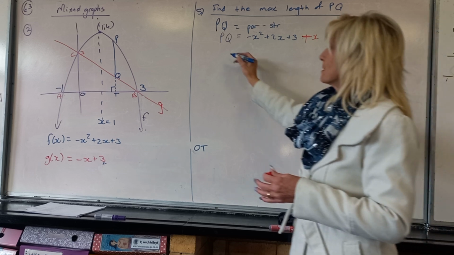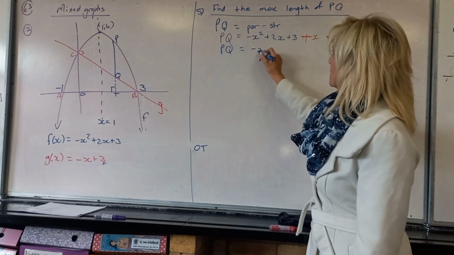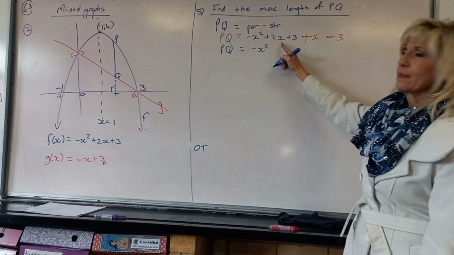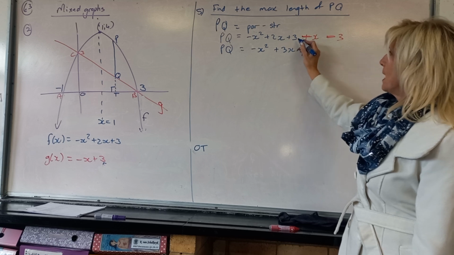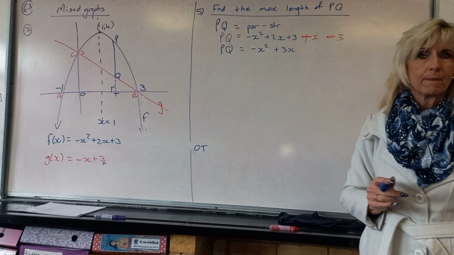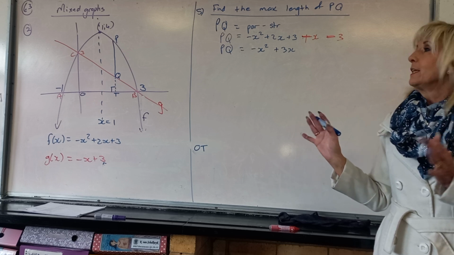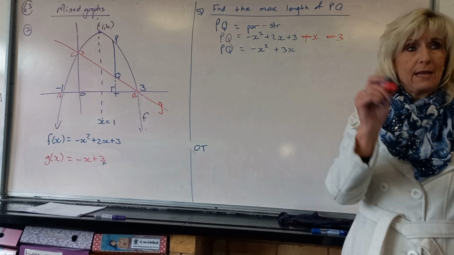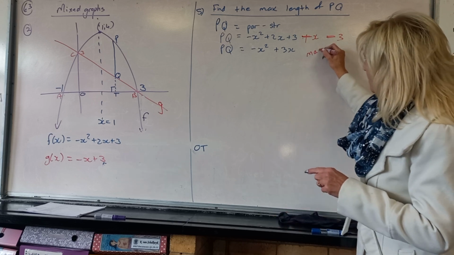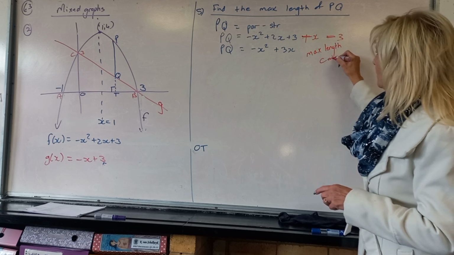Now let's just simplify this expression for PQ. If I add all the like terms, minus x squared does nothing. Plus 2 and plus 1 gives me plus 3x. And plus 3 and minus 3 cancel each other out. So that's the expression. Now if I need to find the maximum value, ever in grade 11, maximum length or minimum length, you'll always do it by completing the square.